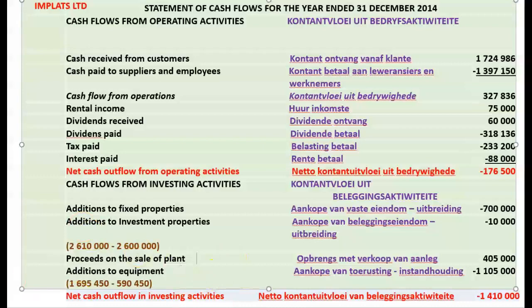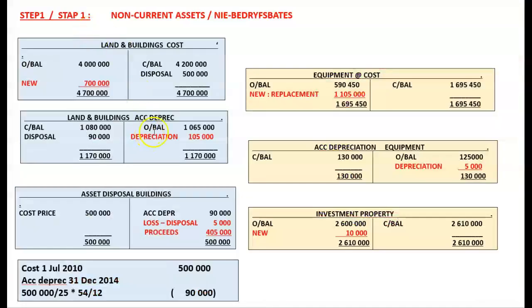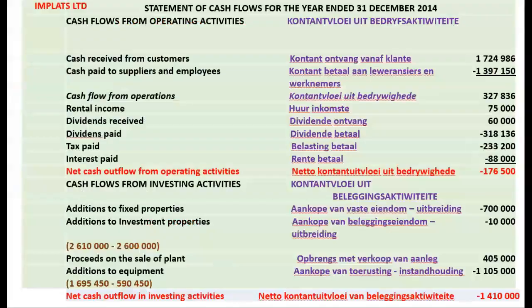Going back to this calculation which we've done here, now we can determine what was the depreciation on our land and buildings itself. That is then our balancing figure of 105,000. And in our land and buildings at cost account, when we balance that off, we see that we've acquired new land and buildings to the value of 700,000. And we can go and dump that where it should be in the investing activities. Additions to fixed properties, a cash outflow, minus or a bracket, 700,000 Rand.